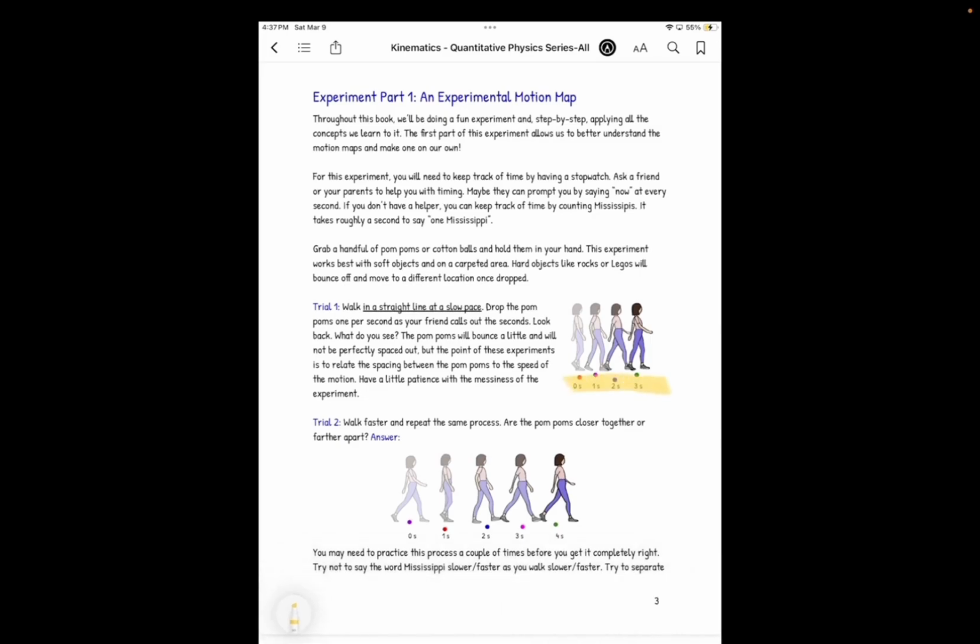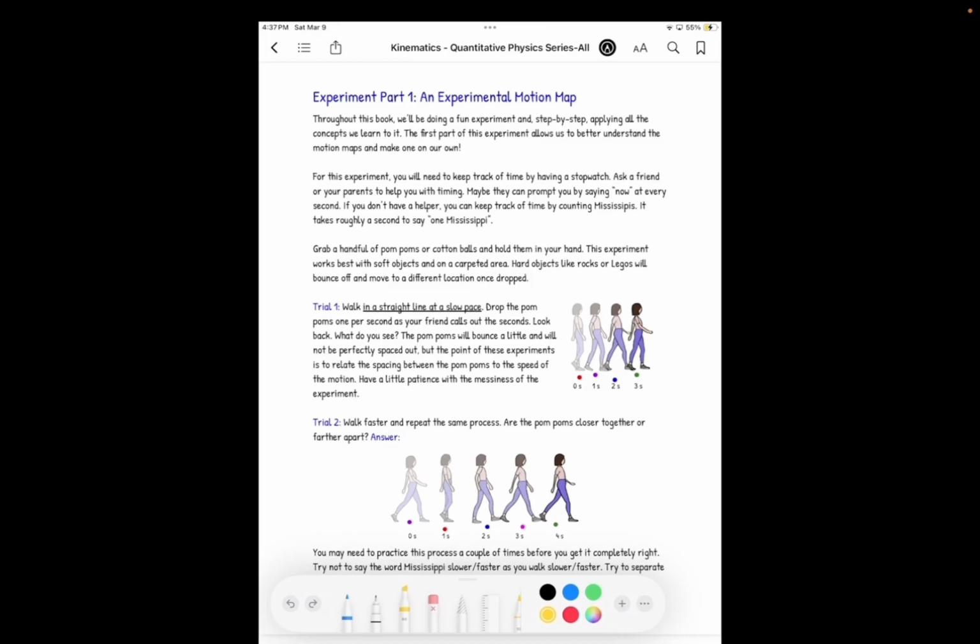Well, since you're dropping them every second, they're going to be evenly spaced out. Very good. And what can you say about the spacing between them if you're moving very slowly? They're going to be closer. Closer together. Right. So if you actually do this experiment, it's probably going to clarify this much better.